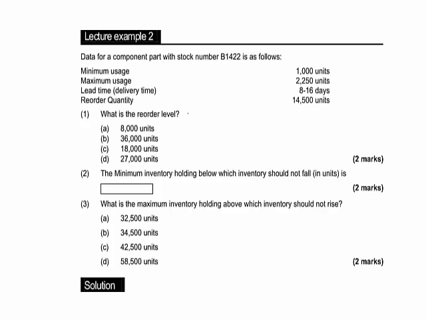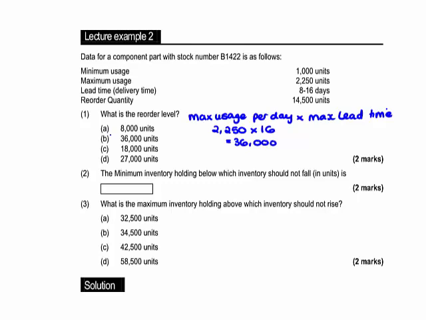And with the reorder level, we need to make sure that we've learnt the formula. So that's the maximum usage per day multiplied by the maximum lead time. And the point then of this reorder level is if we assume that we use the maximum amount per day, which here is 2,250, and it takes the maximum number of days, which is 16, we're still going to avoid a stock out. The reorder level here then is 36,000 units, which is answer B.